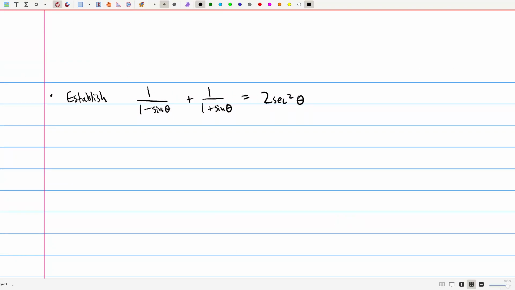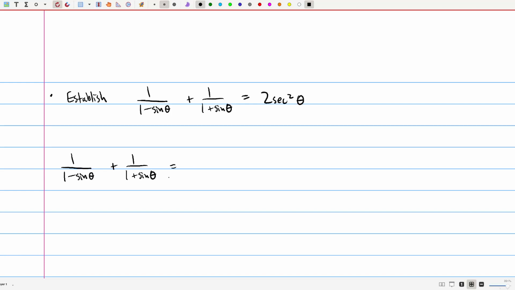So we want to establish that 1 over 1 minus sine of theta plus 1 over 1 plus sine of theta is 2 secant squared theta. Whenever you have some fractions like this, it's usually good to try to put them together, find some common denominator. So that's the complicated side. Usually if you start with the complicated side, you can find some simplifications and turn it into the less complicated side.